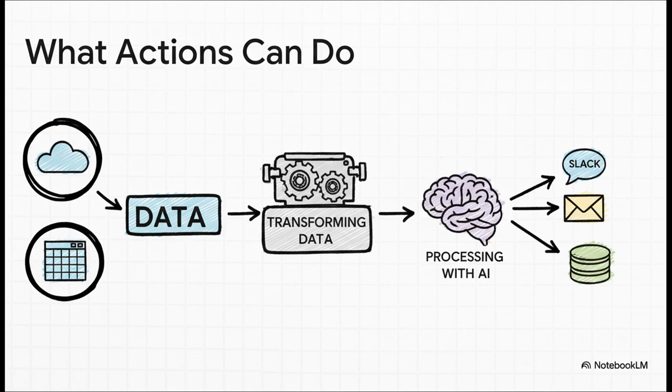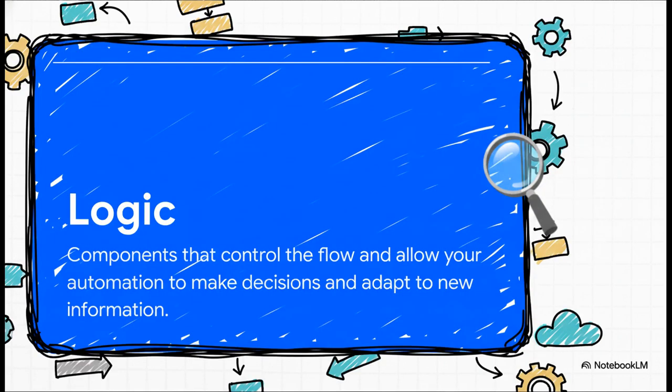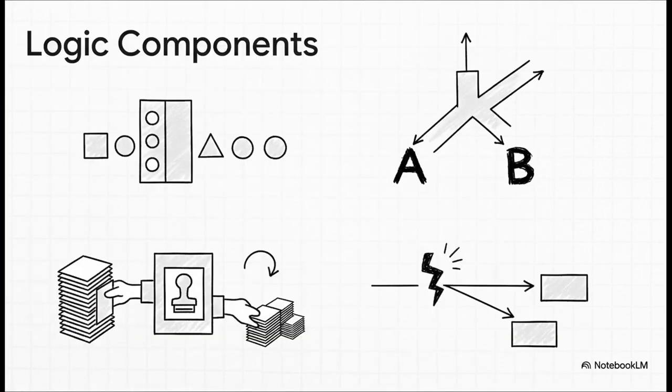The possibilities are huge. But what if you want your agent to be, well, smarter than just a simple A to B to C list? That's where logic components come in. Logic components are basically the brains of the whole operation. They let your workflow actually analyze information and make decisions about what to do next. Here's how that thinking works.